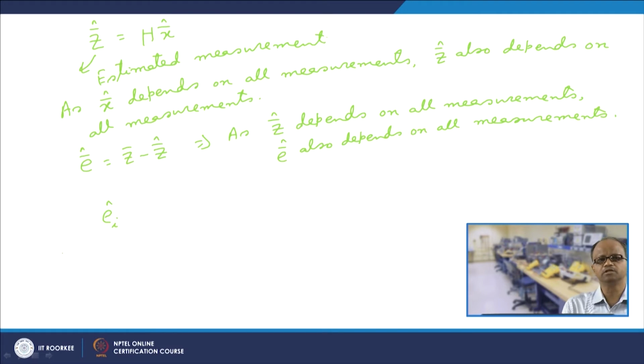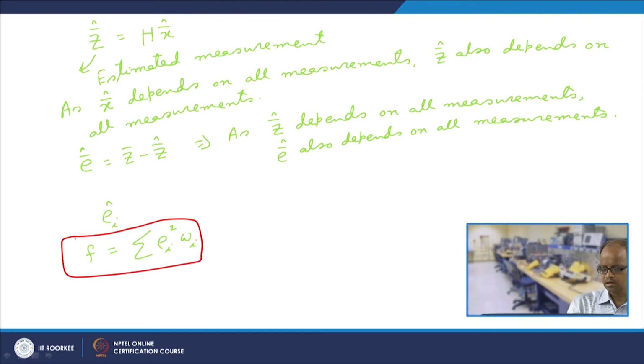We started with our goal that we wish to minimize some function f, and we tried to minimize the function e i squared w i. So, this is what we want to minimize. This was our original objective function.